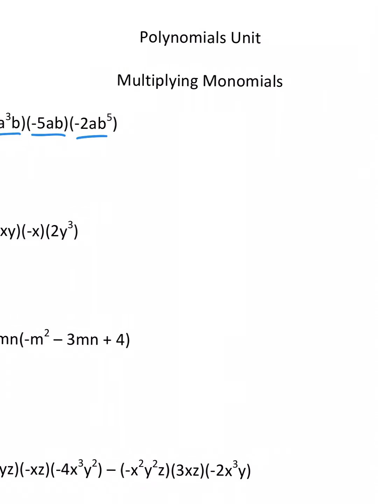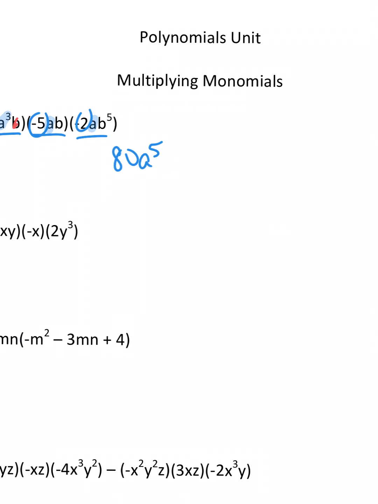What we said is we're going to focus first on the coefficients, 8 times negative 5 times negative 2 first, and that's going to give you positive 80. And then you look at the bases that are the same. So if you look at base a's, a cubed times a, when you add those exponents, that's going to give you a to the fifth. And you just put it right next to it.